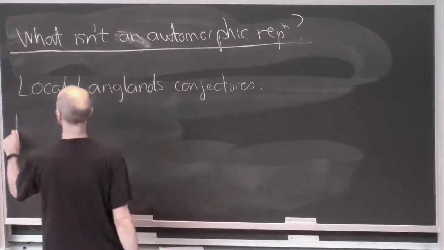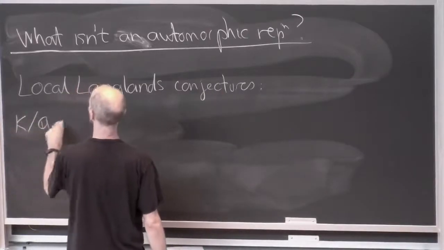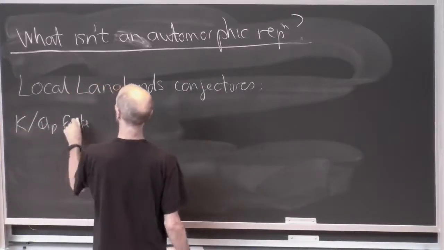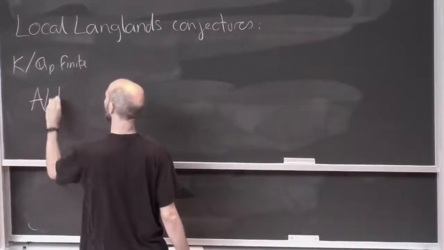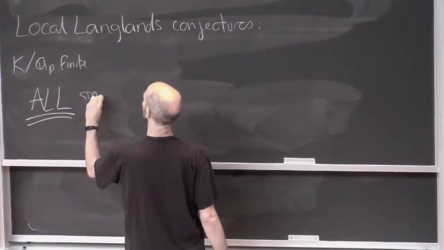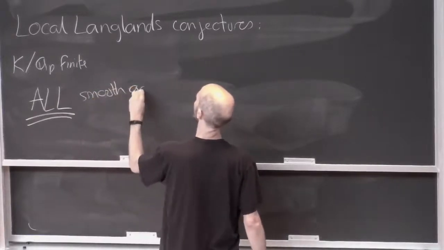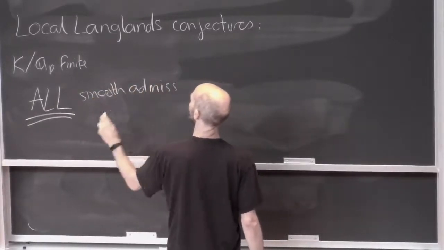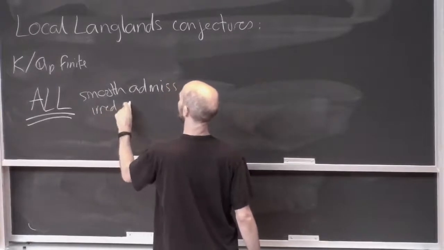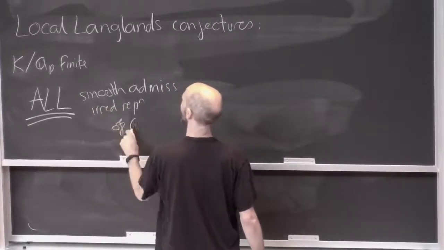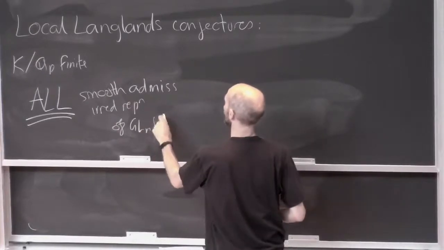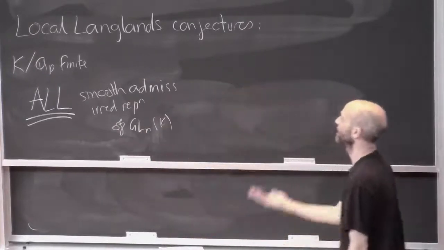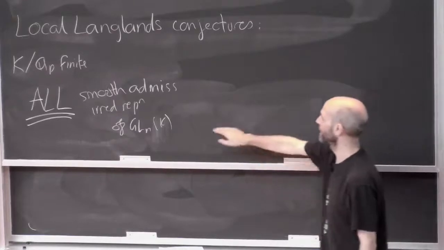What are these? So now I have K a finite extension of Q_p. And I take all smooth, admissible, irreducible representations of GL_n of K. I take them all. I set up some theory of representations of this group.